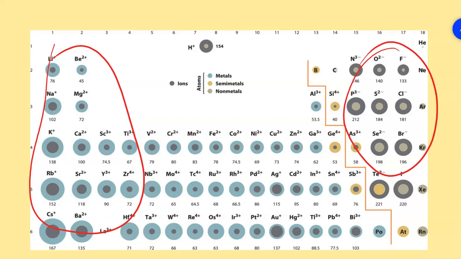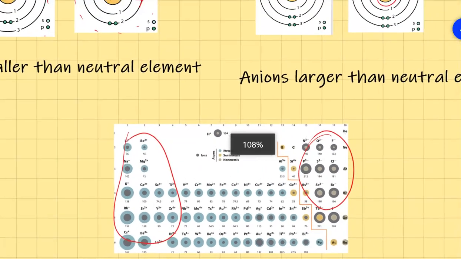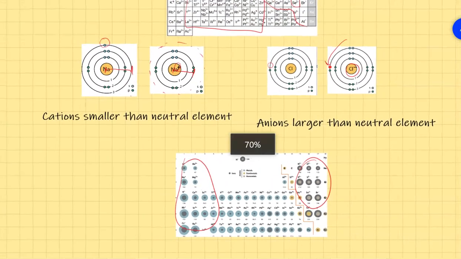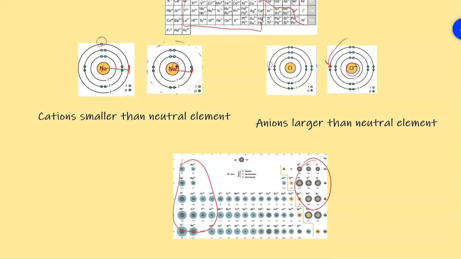So you should be able to predict the charges of the main group elements. You should be able to say if a cation or anion gets larger or smaller than the neutral element and know the trends for those on the periodic table.